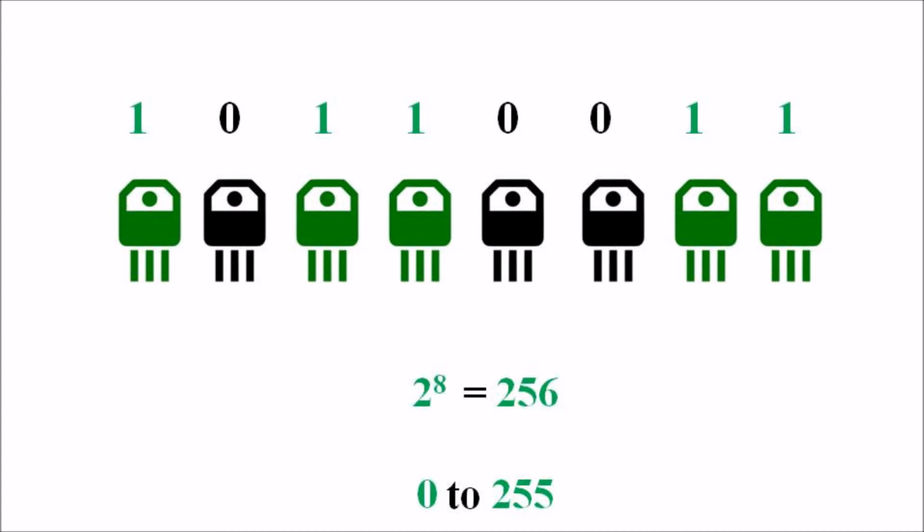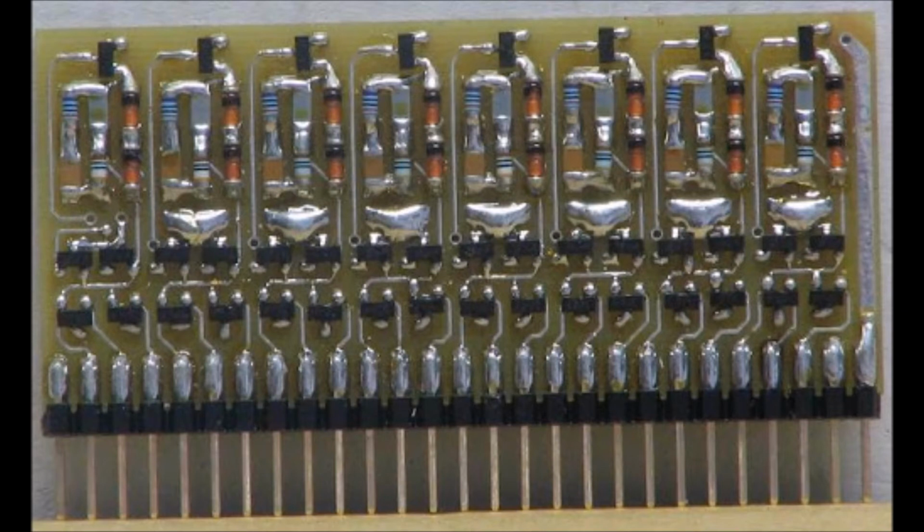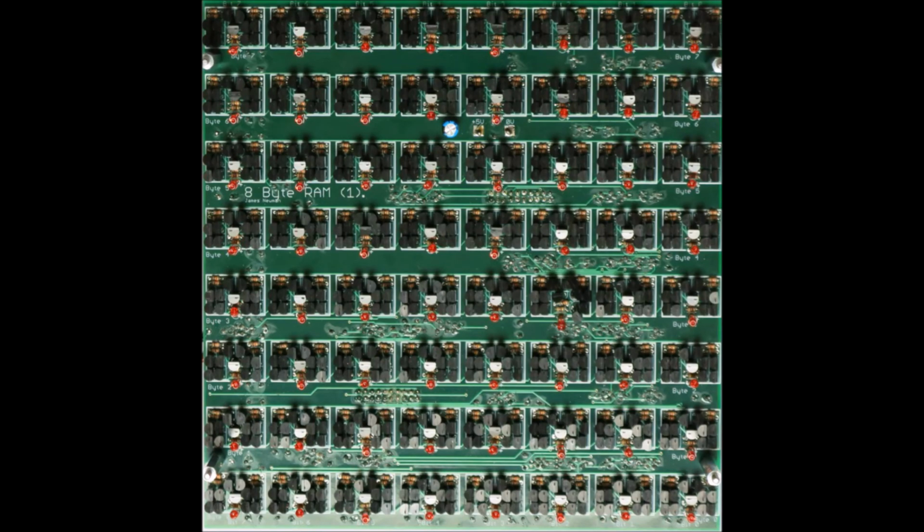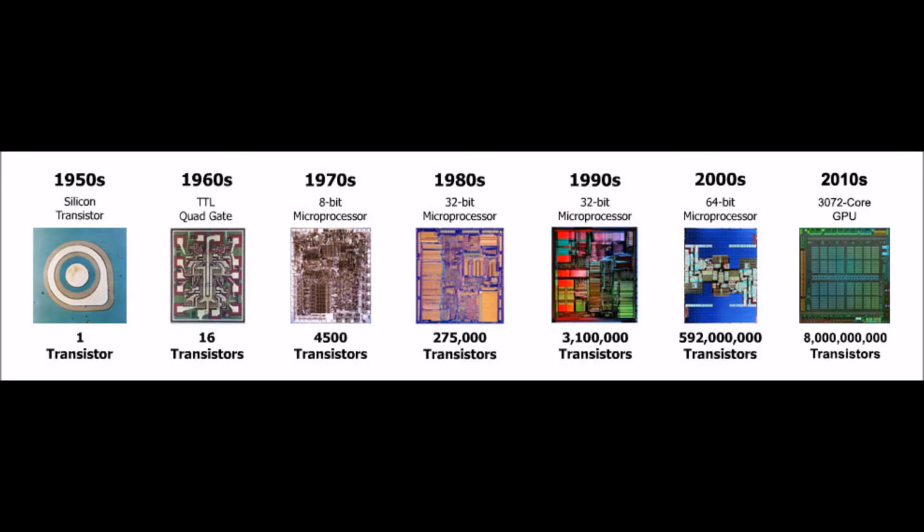So simply we can say that if we are using 8 transistors, then we can represent 2 raised to 8 different pieces of information, that is 256. And if we are using 2 sets of these transistors, that is 8 in a row and another 8 in a row, then we can represent 2 raised to 16, that is 65,536 pieces of information. So this is the advantage of the binary number system.